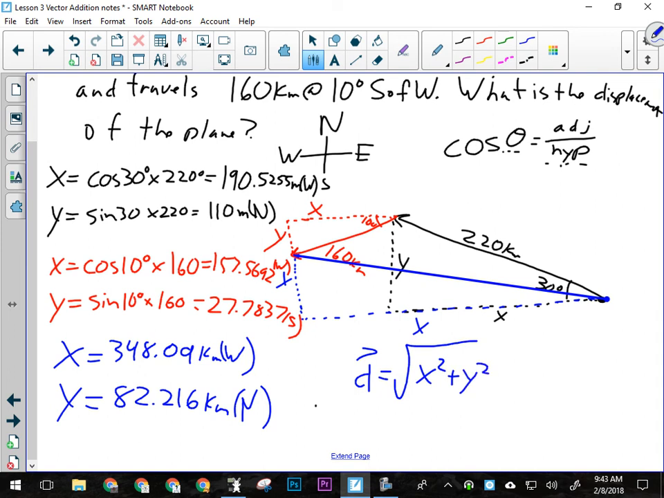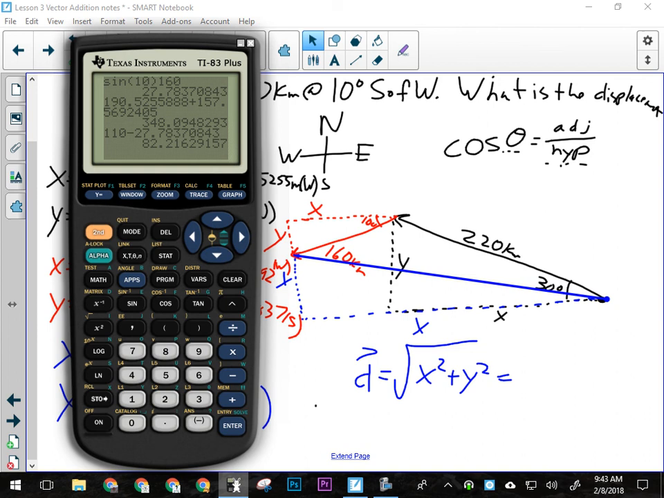All right, so I'm just going to go blue x squared plus blue y squared, square rooted, and that will give me my total, the magnitude anyway, of my total displacement. So the square root of 348.0948293 squared plus 82.216. No, I could have put in answer and saved myself all that time.